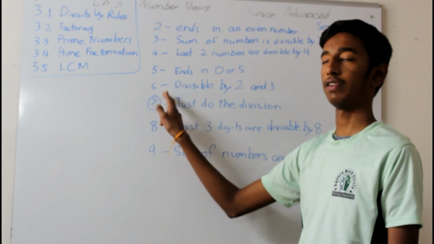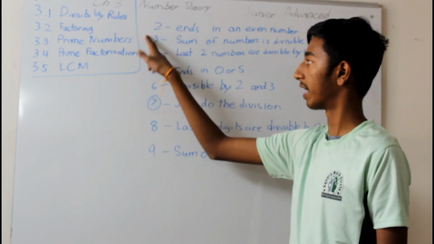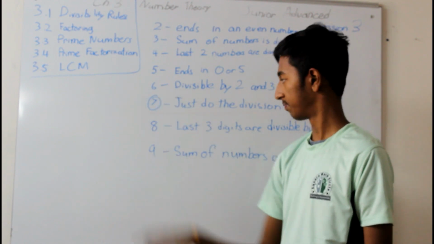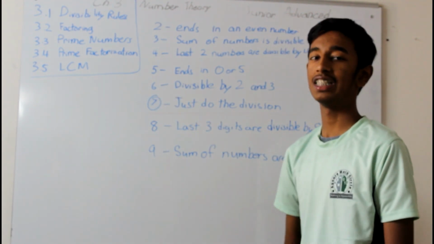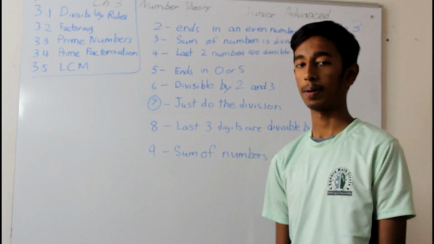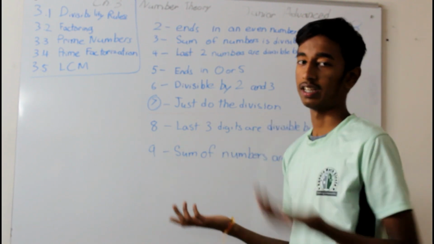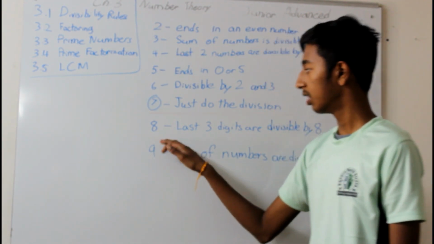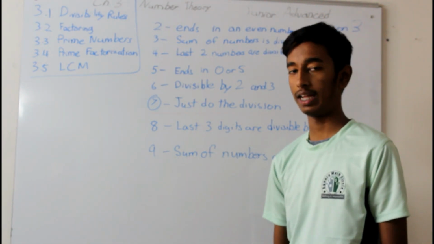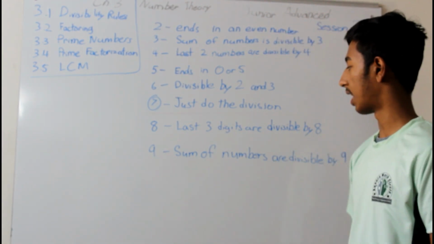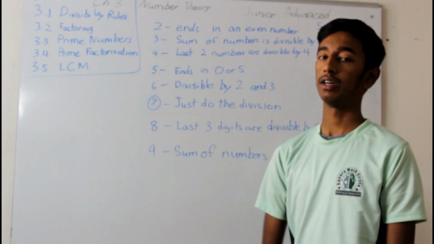6, so for 6 what you have to do is you have to do the 2 and the 3, and if it successfully does 2 and 3, it's divisible by 6. Now 7 is a really special number. There's no easy way to find if a number is divisible by 7, so the easiest way to do it is just do the division. If you don't get a remainder, then yes, it's divisible by 7. Number 8. Check the last 3 digits and see if it's divisible by 8. Simple. And number 9. Sum of all the numbers must be divisible by 9, therefore the number is divisible by 9.